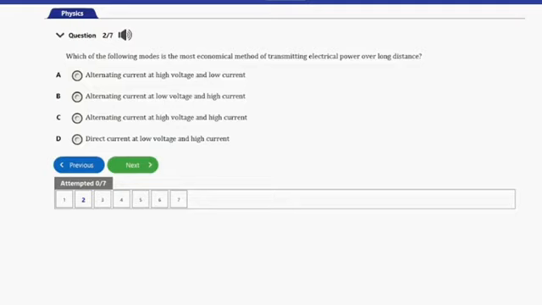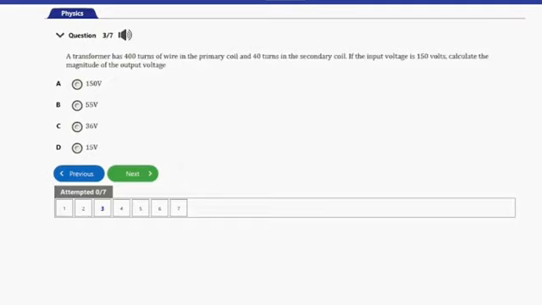The answer to this question is option A, and that's alternating current at high voltage and low current. So that's it for this question. Let's go ahead and consider the next question. The question says, a transformer has 400 turns of wire in the primary coil and 40 turns in the secondary coil. If the input voltage is 150 volts, calculate the magnitude of the output voltage.